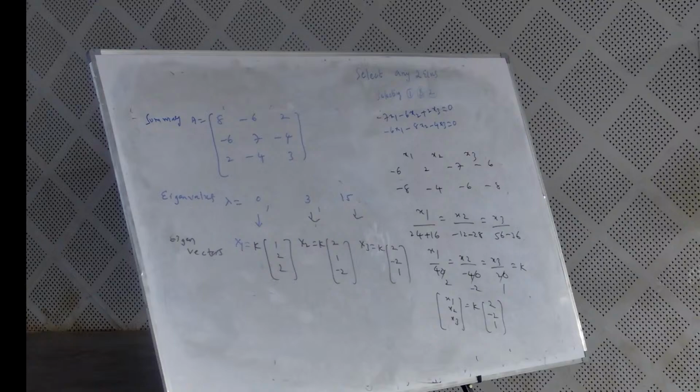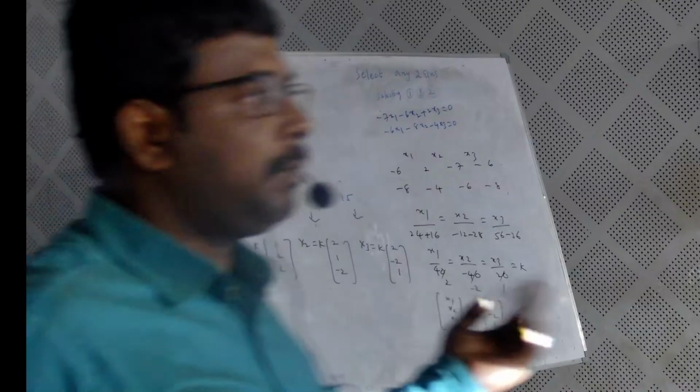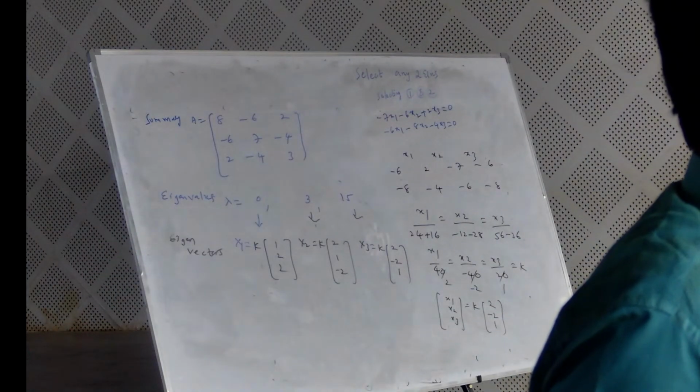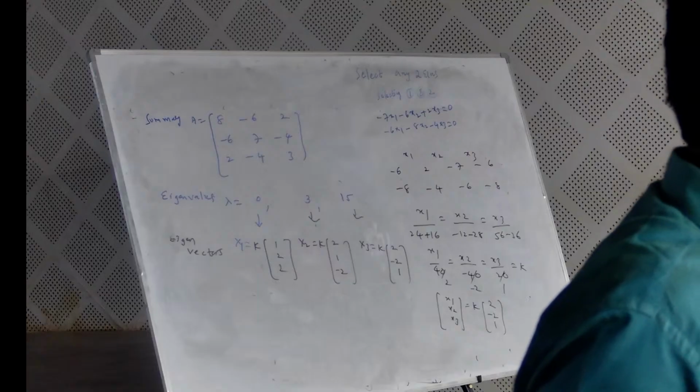K equal to, in every case, K equal to 1 to infinity. Infinite solutions. Eigenvectors are what? Which solutions? Infinite solutions.